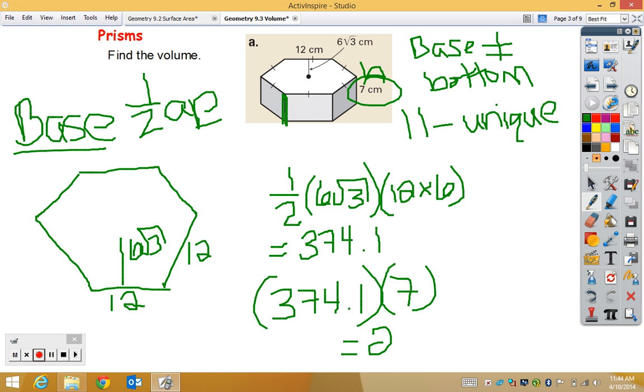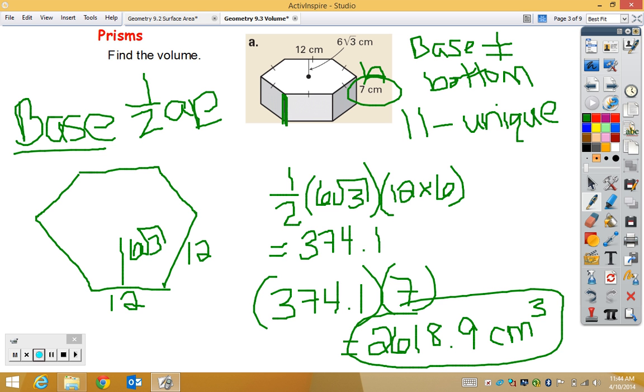And my volume is 2,618.9. Now since it's volume, the units are cubic units, so this would be cubed centimeters. Even though this looks like centimeters cubed, we say cubed centimeters, just like squared centimeters.